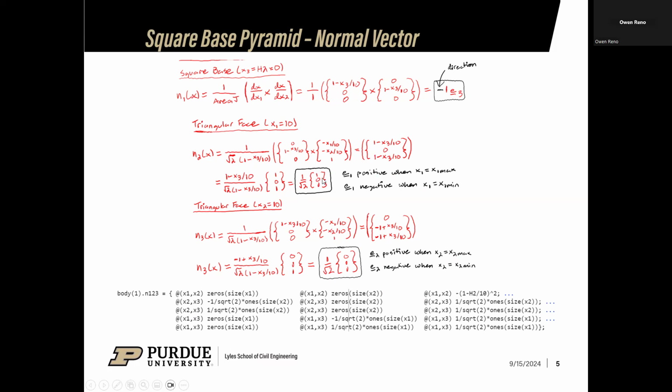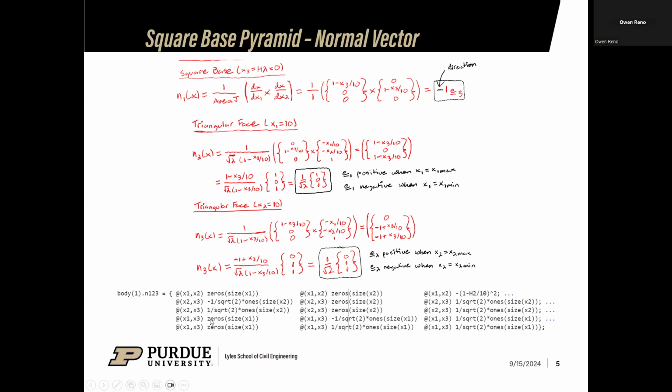So x2 will be 0. And then it's important to look at when x1 max, it's going to be positive at E1, and when it's x1 min, it will be negative at E1. And that's to ensure that those normal vectors are pointing outwards from the body. And then for when x2 is constant, you can see that this -1 plus x3 over 10 is canceling out, and you have a final normal vector of 1 over square root of 2 times 0, 1, 1. E2 will be positive when it's x2 max, and E2 will be negative when it's x2 min.